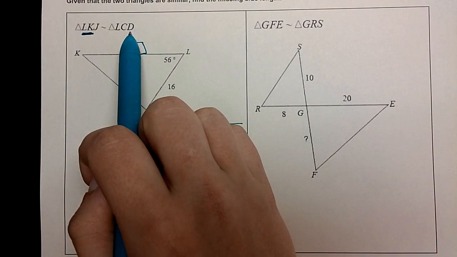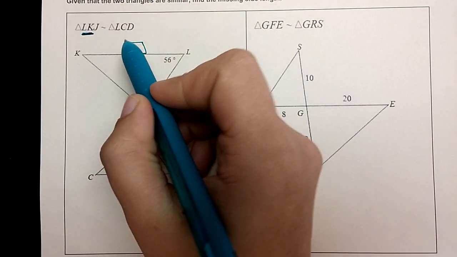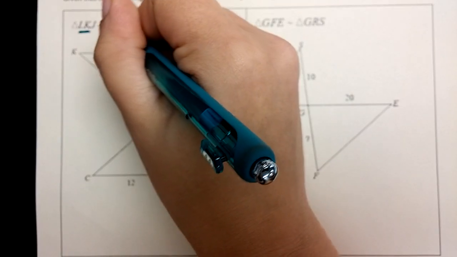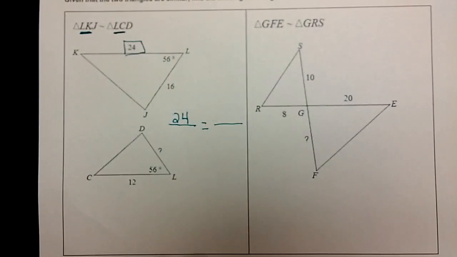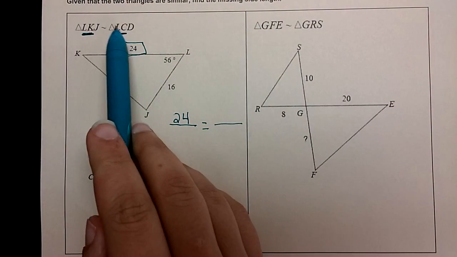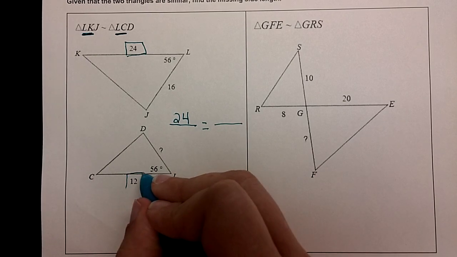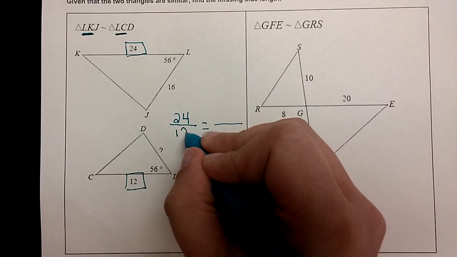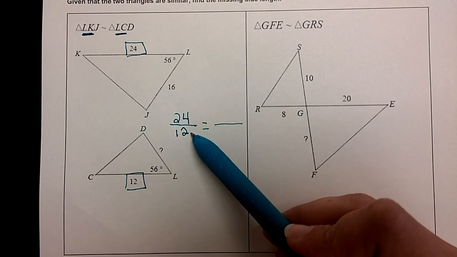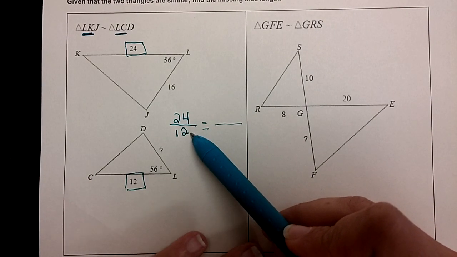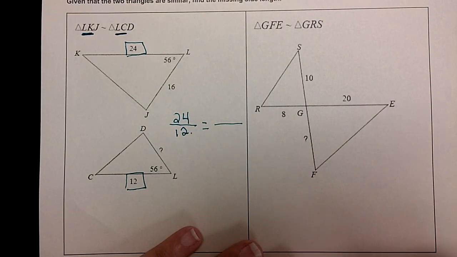So I go to the second triangle in that statement and see what the first two letters are there: LC. I go to side LC in the smaller triangle and see that there's a 12 there. So I put 12 on the bottom, because 12 is the corresponding side in the small triangle that corresponds with 24.